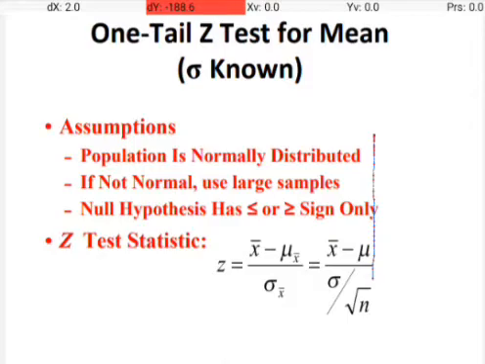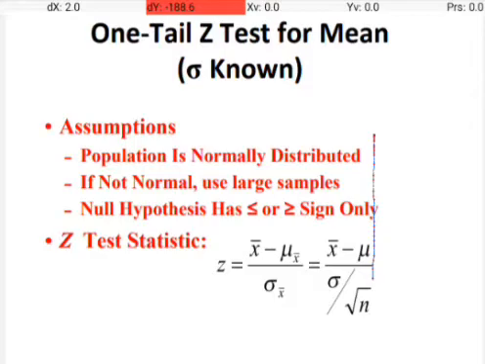So now let's talk about the Z test statistic. You want to calculate your Z test statistic. So you have the formula: Z = (x̄ − μ) / σx̄. In the simpler form, that will be (x̄ − μ) over σ over root n. The n here is your sample size.